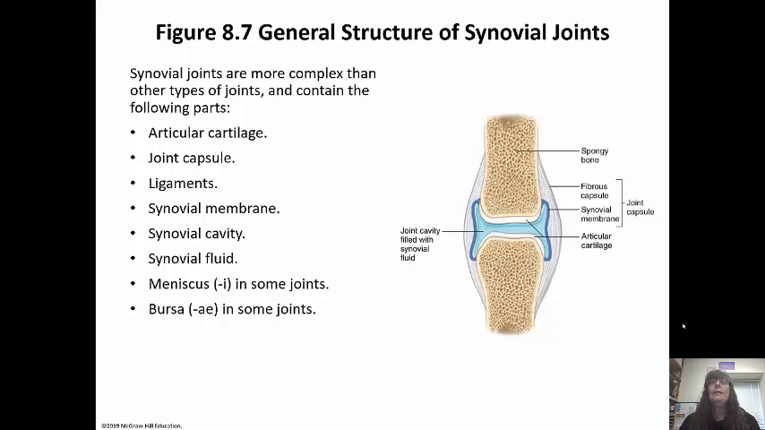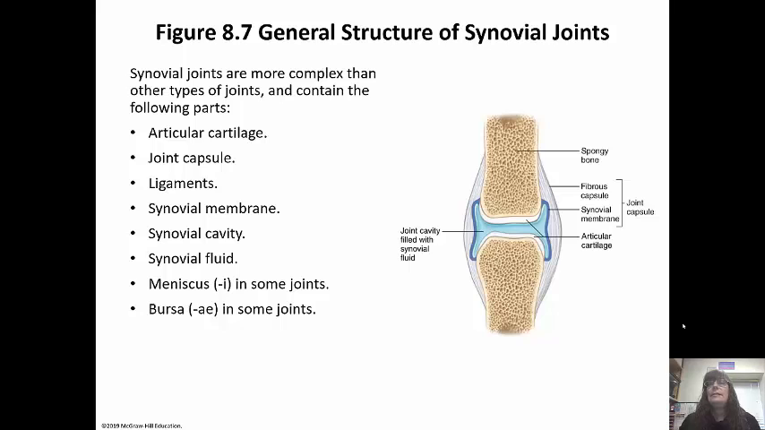So generally speaking, synovial joints are more complex than the other types, and they contain the articular cartilage, which again is on the end of the long bones, the joint capsule, which surrounds it and holds those bones together, ligaments, which of course are going to stabilize it, the synovial membrane, synovial cavity, and synovial fluid, which is the area that makes it a synovial joint, and that fluid is going to reduce friction between bones.